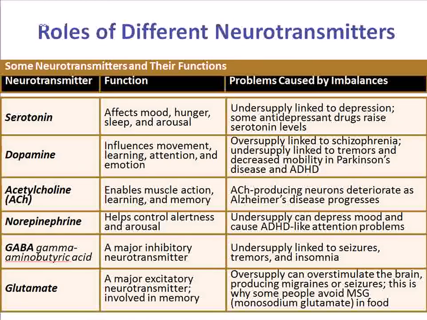GABA is the major inhibitory neurotransmitter. Undersupply is linked to seizures and tremors. Glutamate is a major excitatory neurotransmitter. Oversupply is linked to migraines. Foods with MSG trigger migraines because MSG mimics glutamate in the brain.